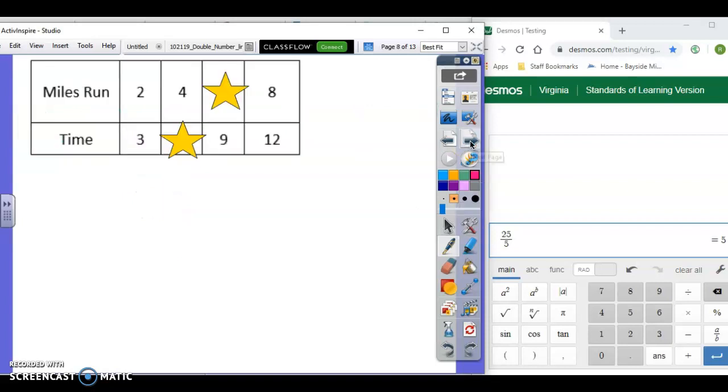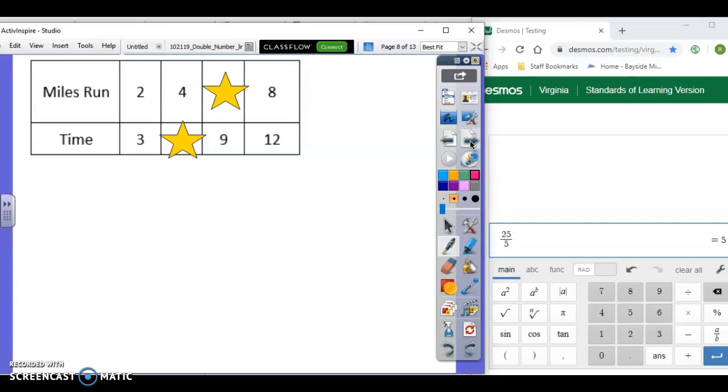All right, so on to the back. So I'm just going to do a couple of these with you. So the first one says miles run and time, and it just gives you a table. So go ahead, press pause, and fill in those empty blanks, and I'll go over the answer.